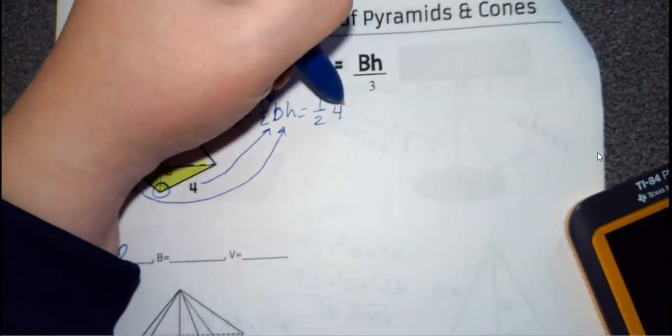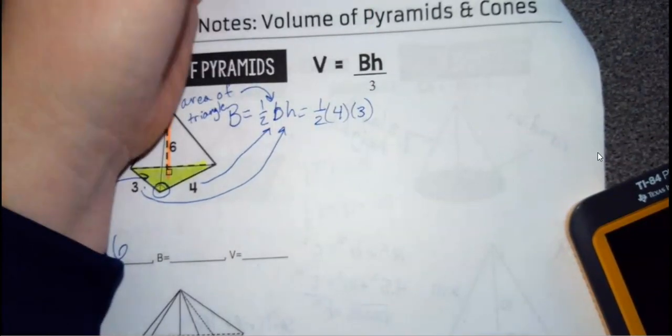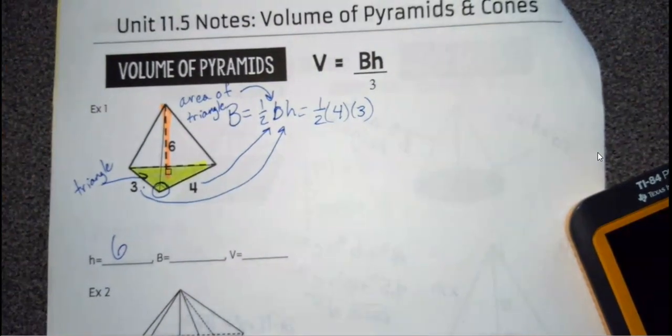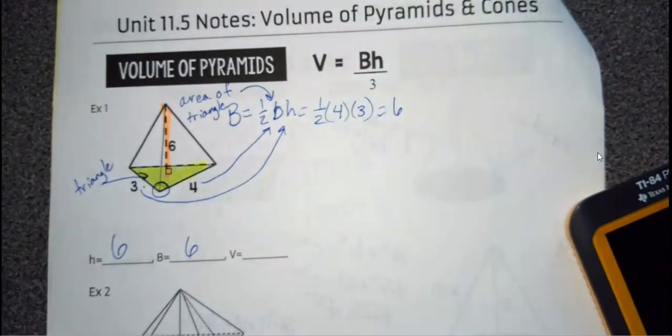So we're going to take 4 and 3. We're going to multiply them. And we're going to divide them by 2. So 4 times 3 is 12. Cut it in half. It's 6. Awesome. Yeah, so that is our capital B.